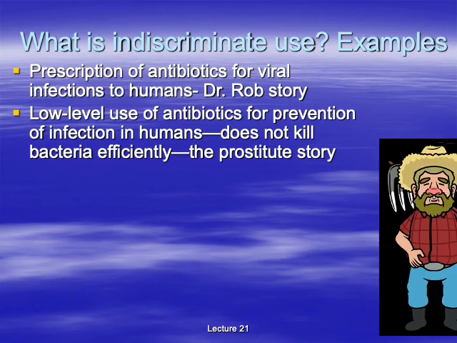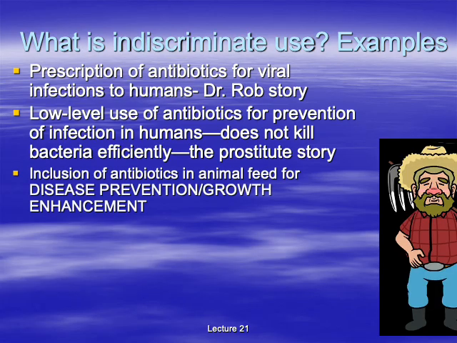And soon the bacteria, you just need another mutation. Boom, they would jump. They become resistant to that level until finally they were completely resistant to any level of antibiotic the women would take. So low use of antibiotics for prevention, again, that's an example of indiscriminate use. It doesn't kill the bacteria efficiently. It makes it a lot easier for the bacteria to become resistant to an antibiotic.